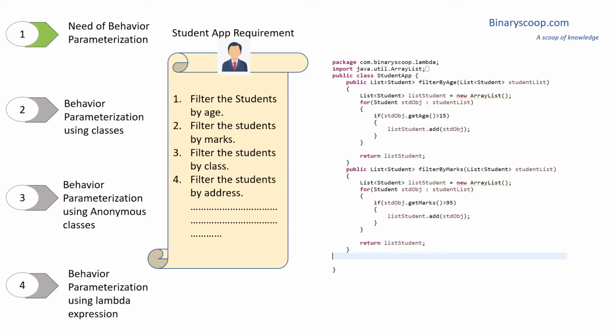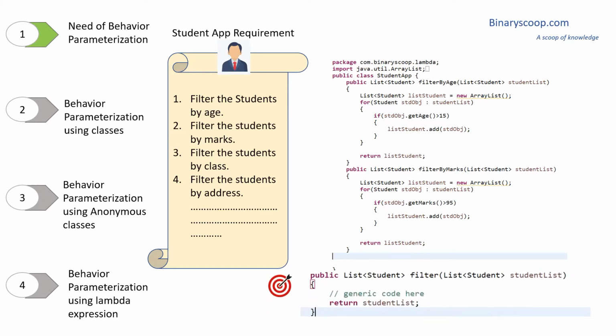You now have two approaches: either create one method for each functionality, or create a single method which can filter out all types of filter operation. It would be nice if we can achieve a single filter method which can filter out all types of filter operation. To achieve this, let us do some observation.